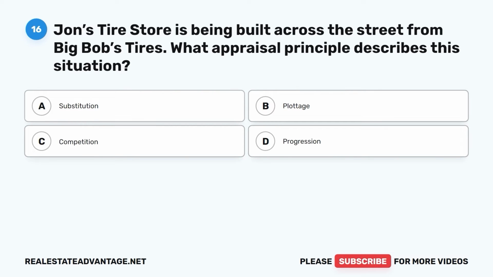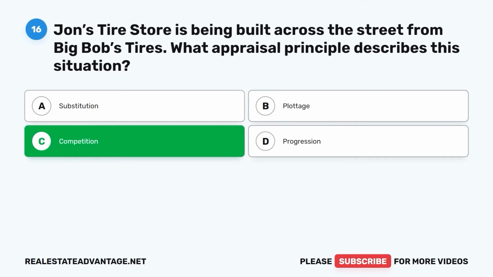Question 16. John's tire store is being built across the street from Big Bob's Tires. What appraisal principle describes this situation? A. Substitution. B. Plottage. C. Competition. D. Progression. The correct answer is C.